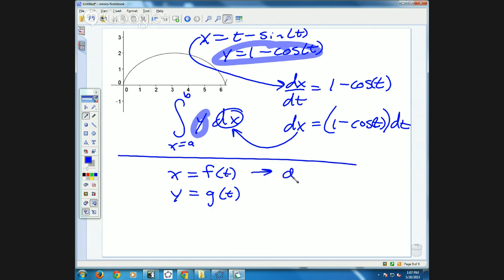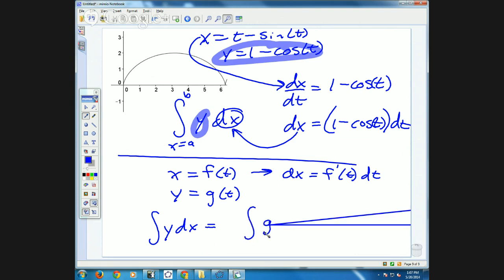This is going to lead to the fact that dx is going to equal f prime of t dt. That's the differential form in this case. So that means when I take an integral, y dx, and I rewrite it in terms of parameterizations, that's going to give me the integral of y, which is g of t, and instead of dx, I'm going to have f prime of t dt.